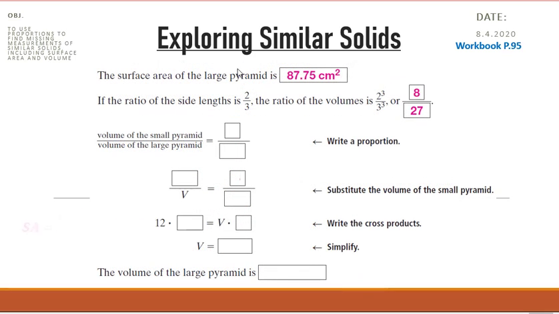So the first line is the surface area. We did this, and we did also the ratio. Okay, Muaz, continue with me. So the ratio of the volume of the small pyramid to the volume of the large pyramid is 8/27.